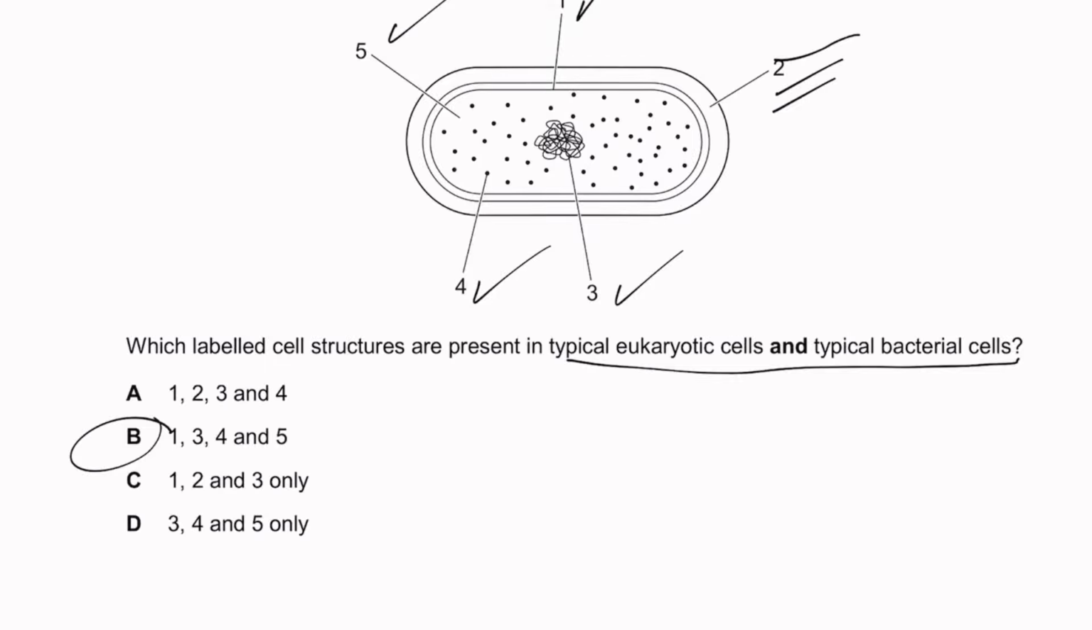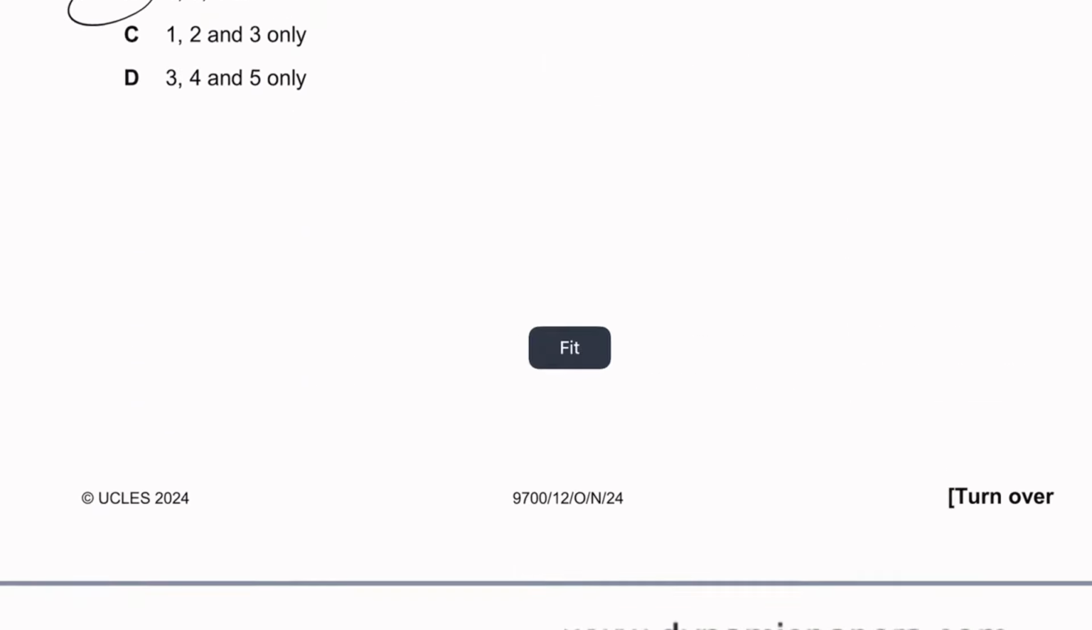If it were 1, 2, 3, 4, 5, we would have to consider number 2. However, since it's not even considered, we eliminate it first.